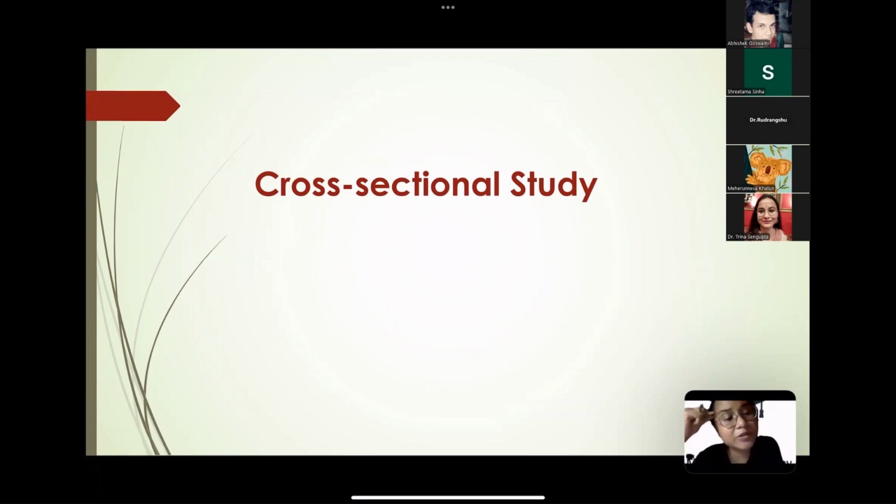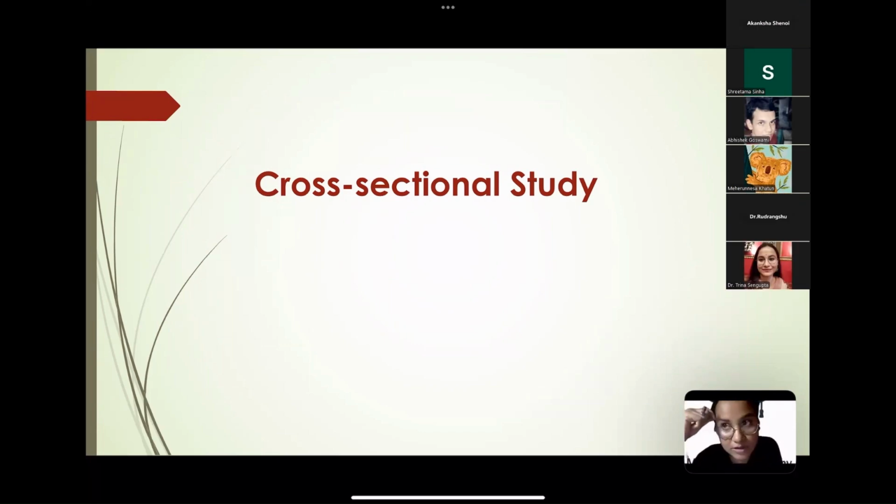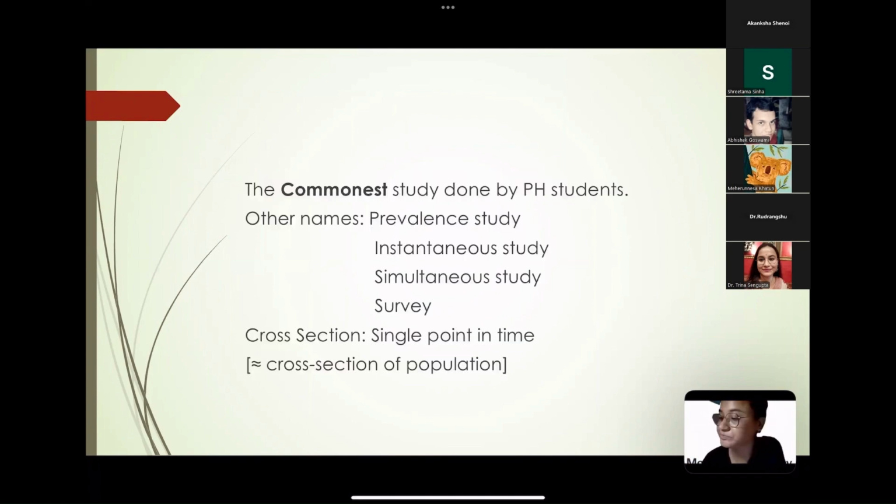Study is an example of what? What kind of epidemiological study? Tell me. Descriptive. And let me tell you, as I told you again in the previous session, it can be analytical also. Mostly it is a descriptive and observational study. Cross-sectional study is an example of an observational descriptive study.